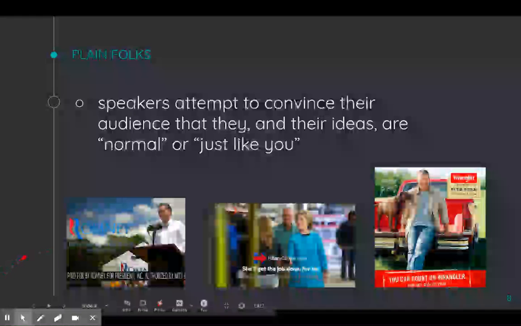So you see here, this is a Mitt Romney ad, and you've got these people in the background. It looks like he's maybe on a farm or something, right? So just this down-home feel, like he's just like you, right? And same thing here with Hillary Clinton: she'll get the job done for us, and she's shaking hands with these workers. They look like maybe they work in a warehouse. So both of these politicians are probably very wealthy people, but they're trying to portray this image that they're just like everyone else. They're normal. They're just like you. And then that can make you feel like, oh, they're just like me, so I should support them. And you see that in advertising as well.